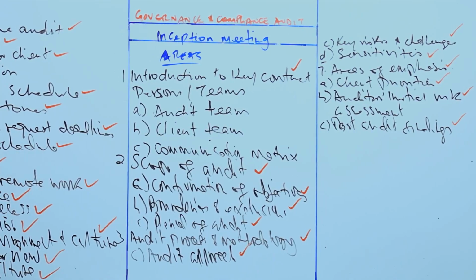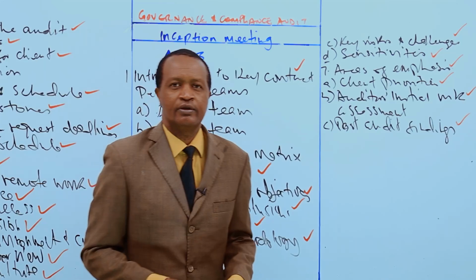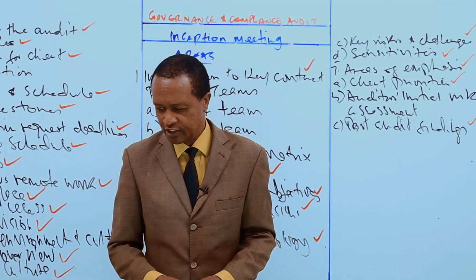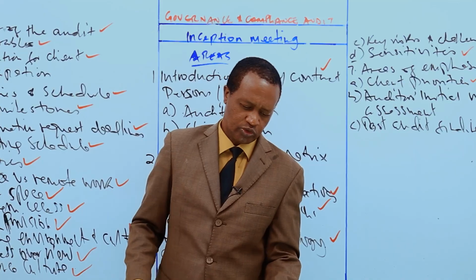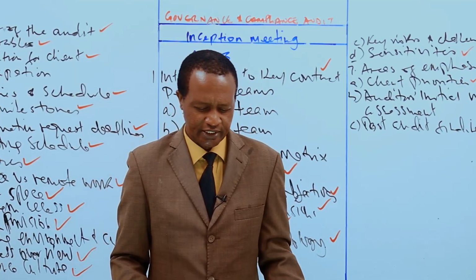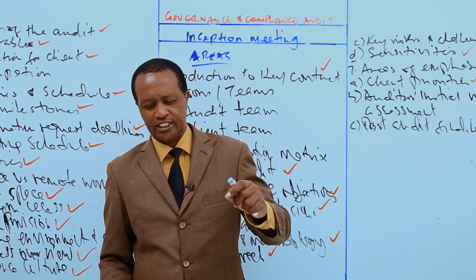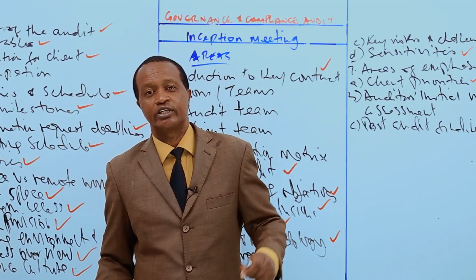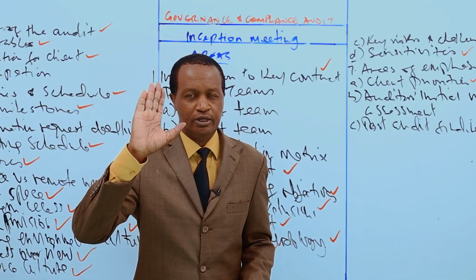7 areas. And that is the end of our today's lesson on Inception meeting. Thank you for attending the lesson. We will, in our next lesson, move to reviewing of compliance, governance, and internal control systems as the second topic under the conduct of governance and compliance audit.